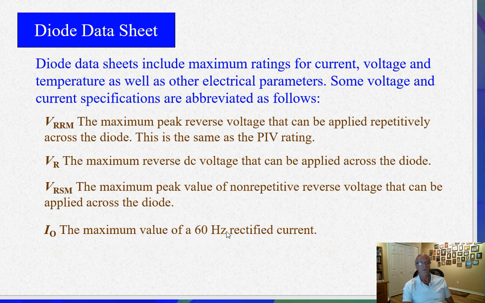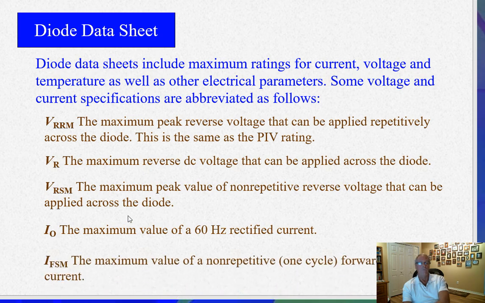And maximum value of a 60 hertz rectified current. I don't know about this. Actually, there's usually just a peak current value, all right? Because this implies an RMS current because it's AC. Usually diodes are just specified in maximum current, and whether it's DC or AC, it doesn't matter. It could be AC RMS, but it's a maximum current, 1 amp, 500 milliamps, 2 amps, 10 amps, whatever it is. And then forward surge current, again, that would be an absolute maximum rating of the diode.